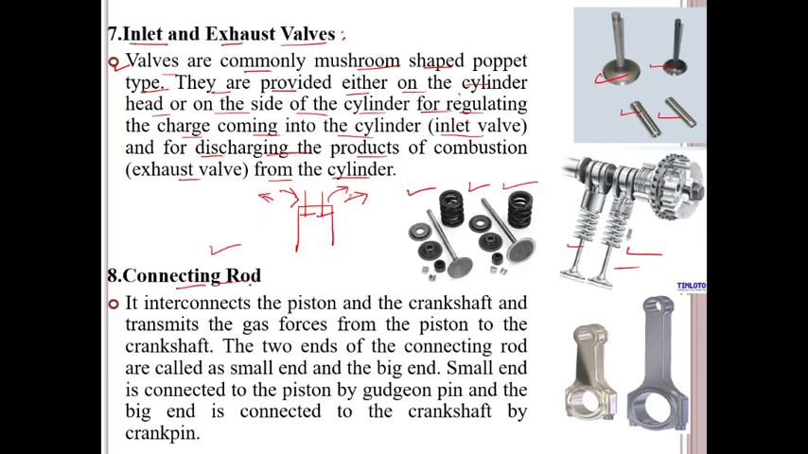Another component is the connecting rod. It interconnects the piston and crankshaft. We know there is a piston, and the connecting rod connects it to the crankshaft. It transmits the gas forces from the piston to the crankshaft. The two ends of the connecting rod are called the small end and the big end. The small end is connected to the piston by the gudgeon pin, and the big end is connected to the crankshaft by the crank pin.